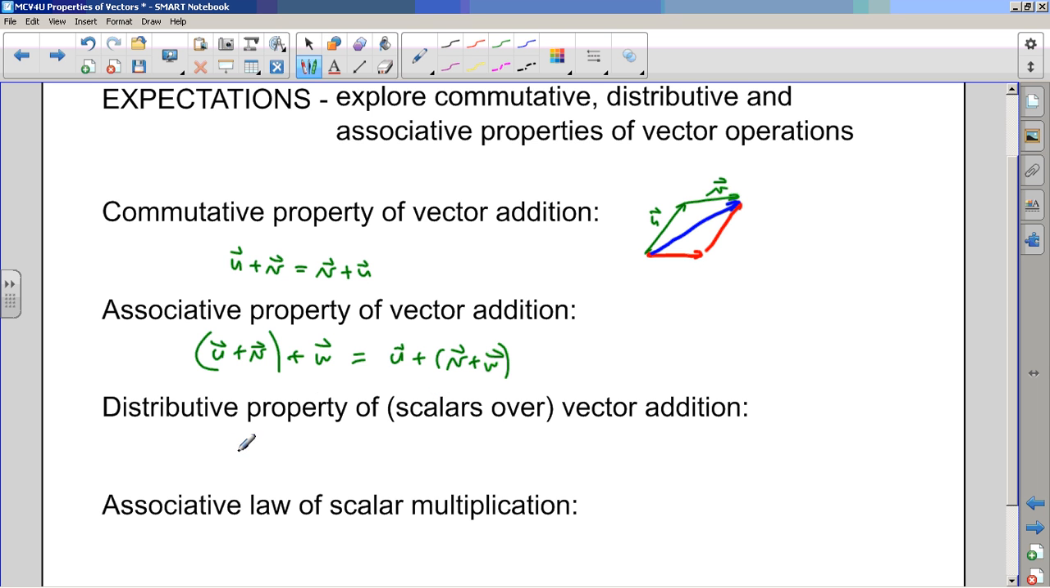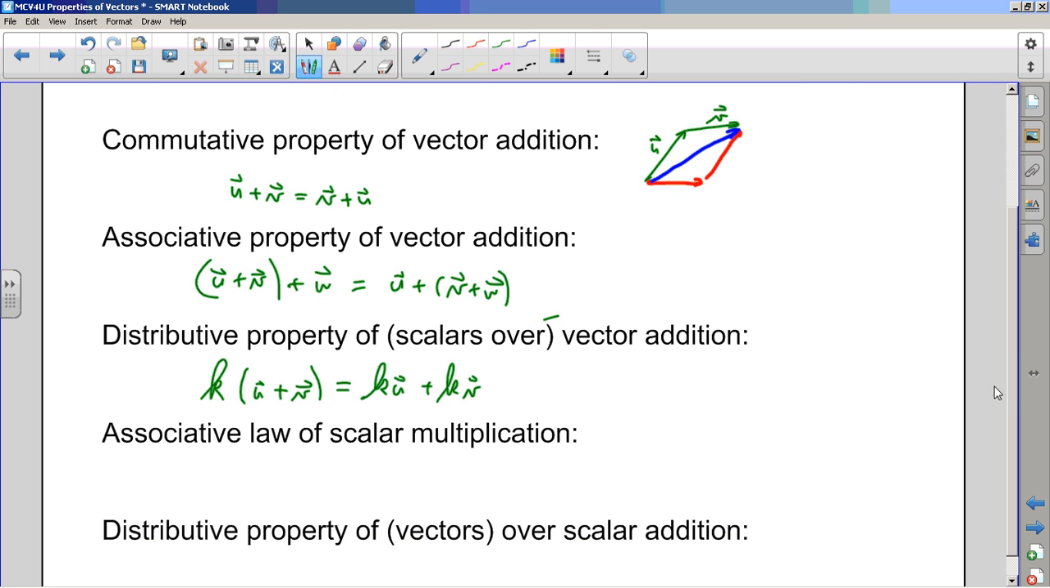The distributive property of scalars over vector addition is this. When I have a scalar times the sum of two vectors, which is just another vector, it's the same as the scalar times the vector plus the scalar times the other vector, and then I add those vectors up as well. Exactly what you would think, by the way.